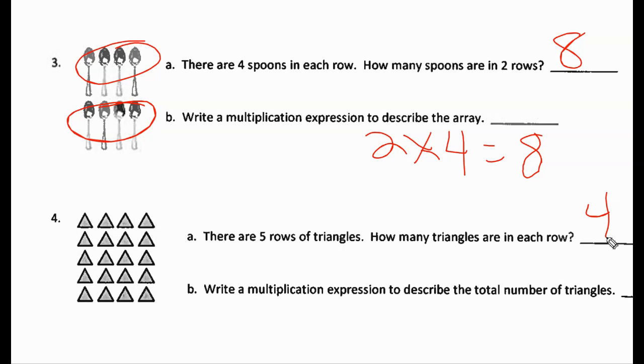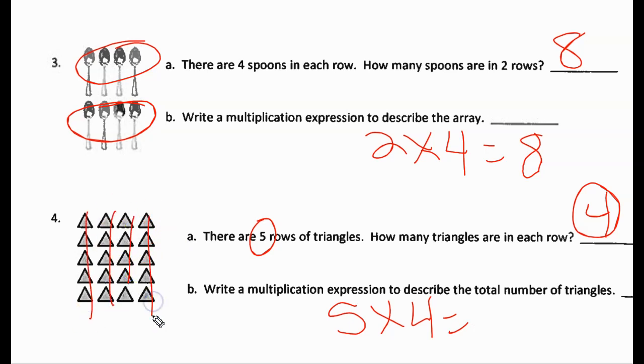Well, how many rows do we have? 5. That's what it says. Look. Multiplication times. And how many were in each row? 4. So what's the total then? 20. See? 5, 10, 15. Wait, sorry, not that. That's by 4s. My bad. Count like this. 5, 10, 15, 20.